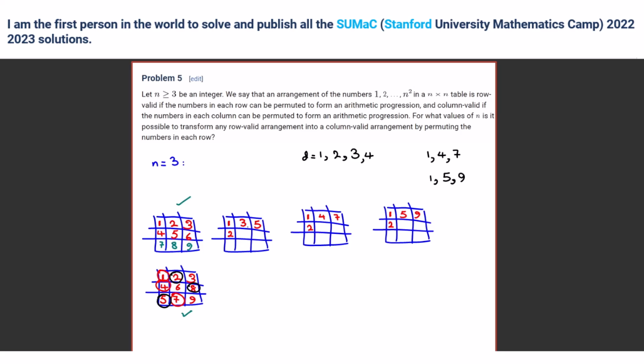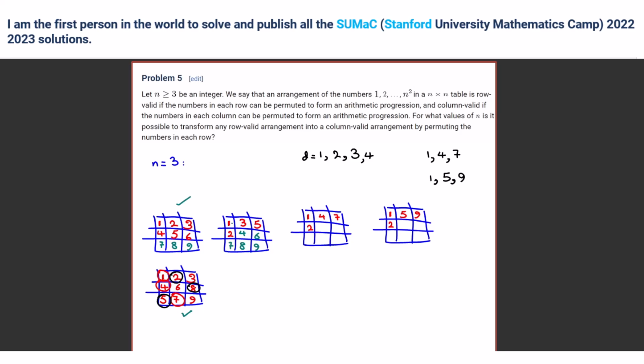Okay, so what about 1, 3, 5 here for 2? What are the possible common differences for 2? Common difference 1 or common difference 2. Common difference 1 is not possible because then we have 2, 3, 4, and we've used 3 here, right? And common difference 2, and that's it. Common difference 3 is not possible, common difference 4 is not possible. So common difference can only be 2, which is 2, 4, 6, right? So 1, 3, 5, 2, 4, 6, 7, 8, 9.